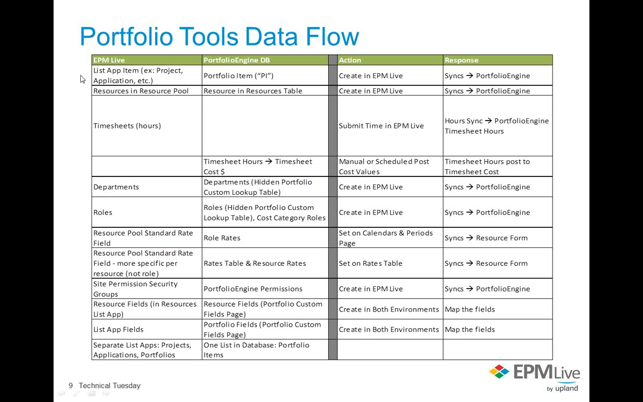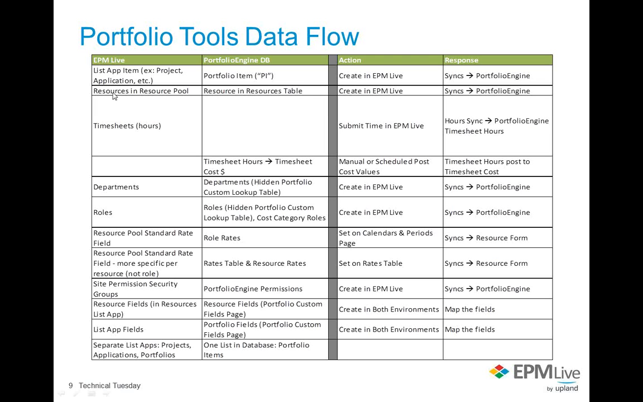We have a list app item in EPM Live, such as a project or an application. And in the Portfolio Engine database, we have a list called Portfolio Items. If you create a project in EPM Live, it automatically syncs that item into Portfolio Engine. Because you created the project in EPM Live, it synced to the Portfolio Engine database, and you can then begin to do your cost and resource planning on that item via the Portfolio Engine database.